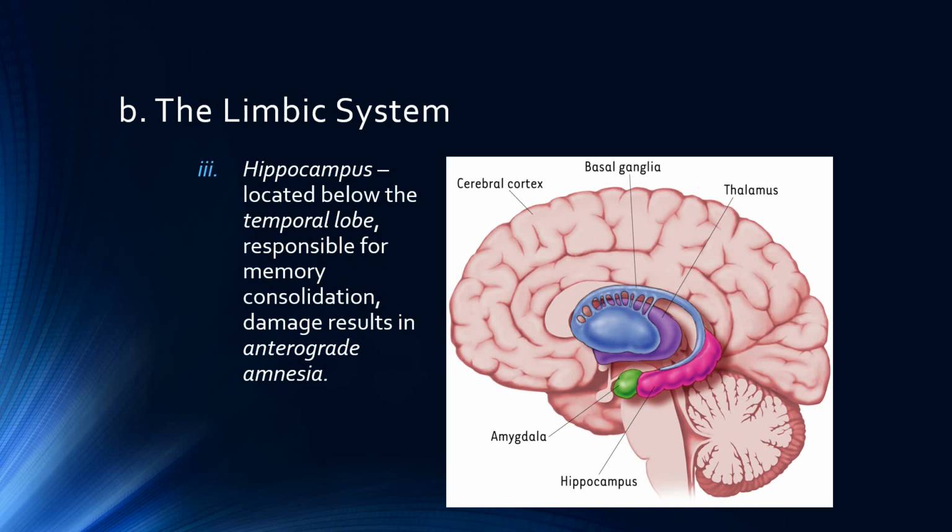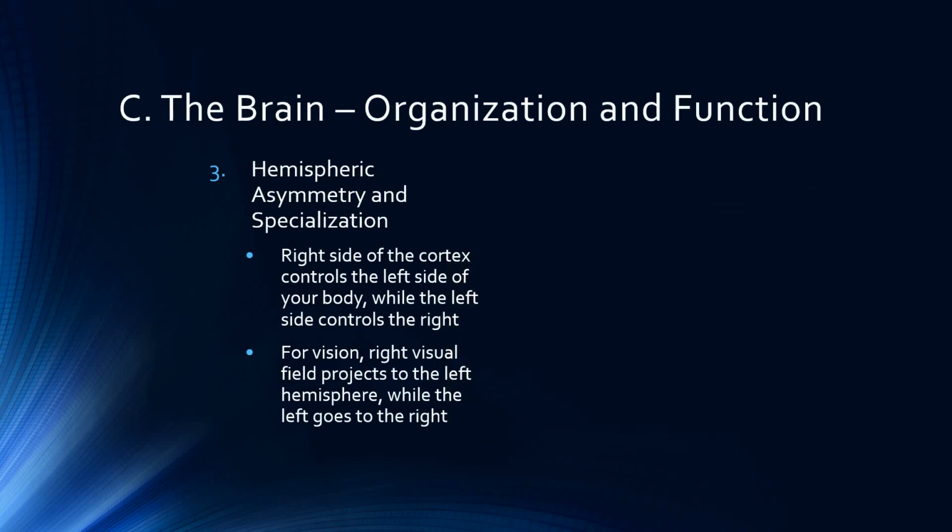The hippocampus is what we will probably talk about more than any other part of the brain. This is located below the temporal lobe. We'll talk about the hippocampus and what's called the medial temporal lobe. This is the part of the brain that's responsible for creating memories, or memory consolidation. If you have damage to the hippocampus, you will end up with what's called anterograde amnesia, or the inability to form new memories. So the hippocampus is a particularly important structure for the formation of memories. And so we'll talk about that later on in the semester.